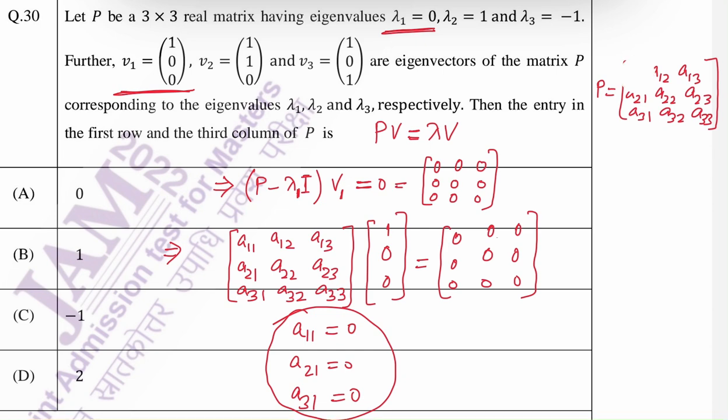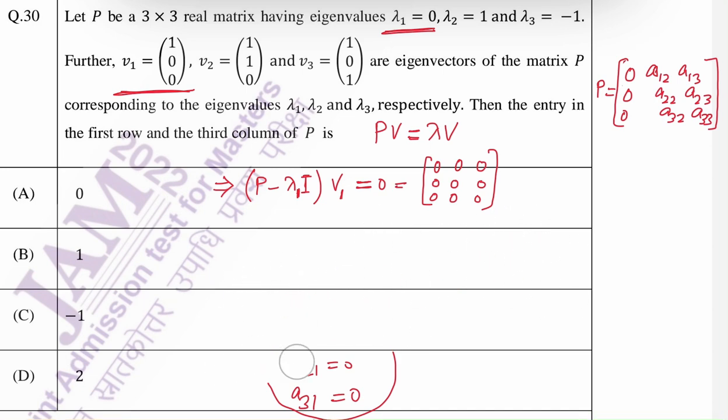Here I change. Okay, here in the first column it will be 0 0 0, and here it was A12, A22, A32. Okay, now we go for the second eigenvalue and eigenvector. For that I now erase this thing.